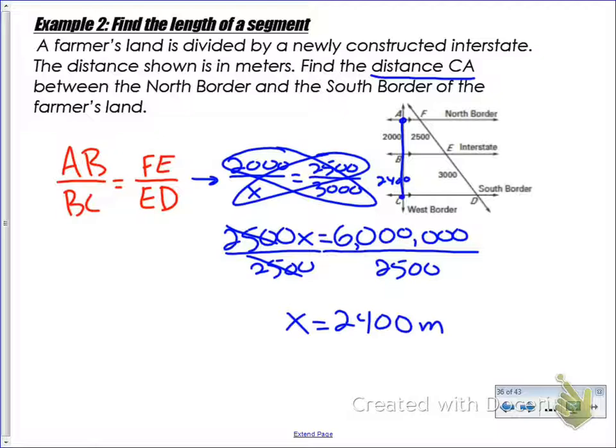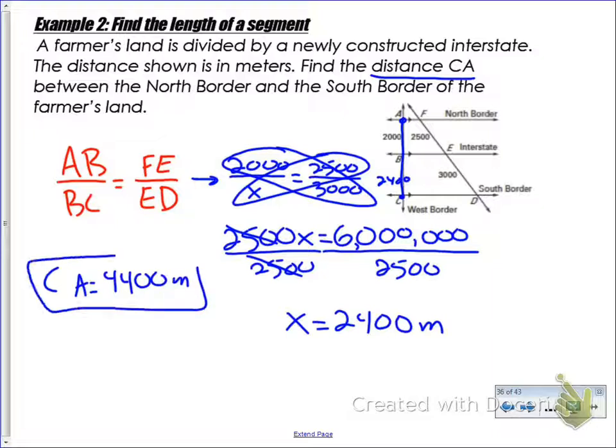So we need to take BC, which we just found is 2,400, and AB, which is 2,000, add them together, and CA in this case is going to be 4,400, and again that's going to be in meters.